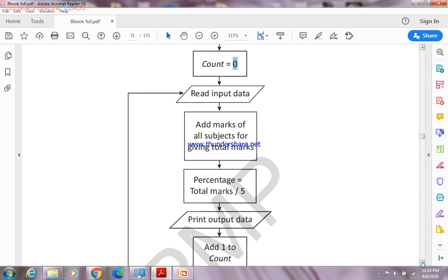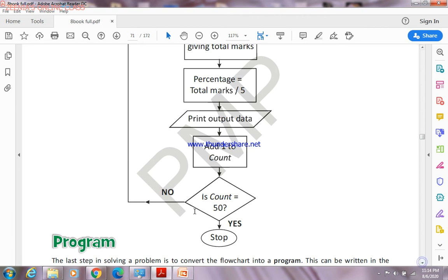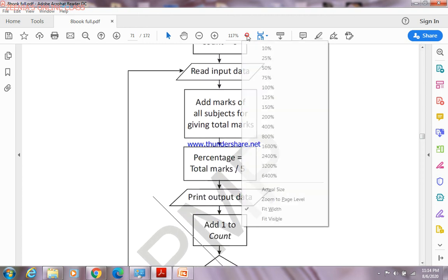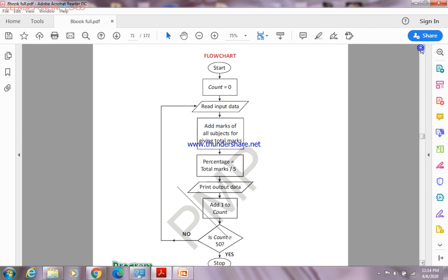If we start from 0, so see this condition, this particular diagonal box, it is telling us is count equals 50. अगर 50 नहीं हुआ तो it will repeat the same part, till 50 it will run. I'll show you. I'll zoom out. See, this flowchart is there. Now I will start the process for explanation.